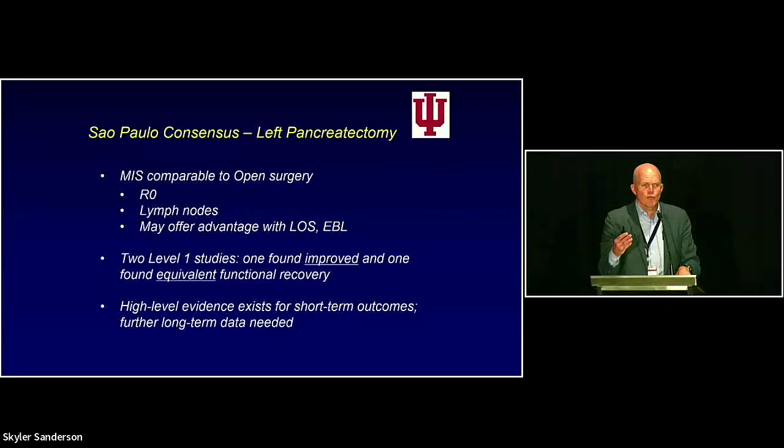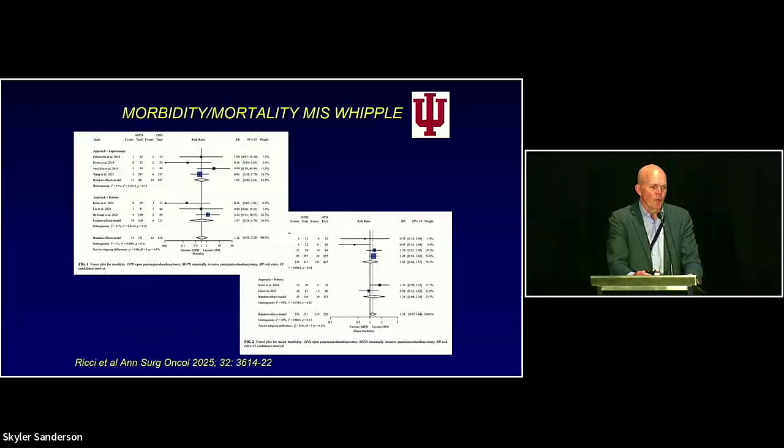There are two strong prospective randomized studies. One found improved and one found equivalent functional recovery. And so the take-home message is that high-level evidence exists for short-term outcomes, but longer-term data are important.